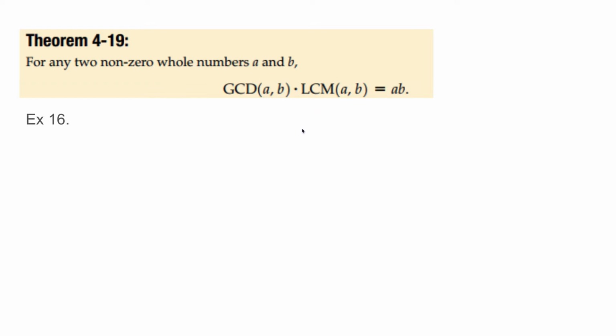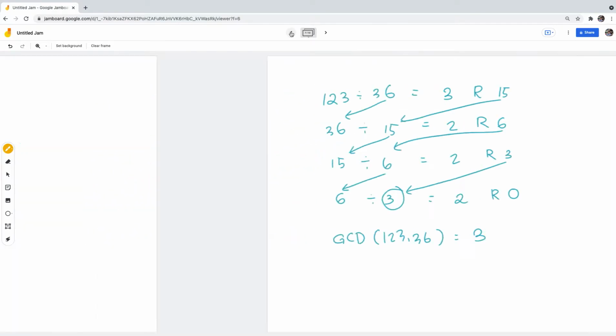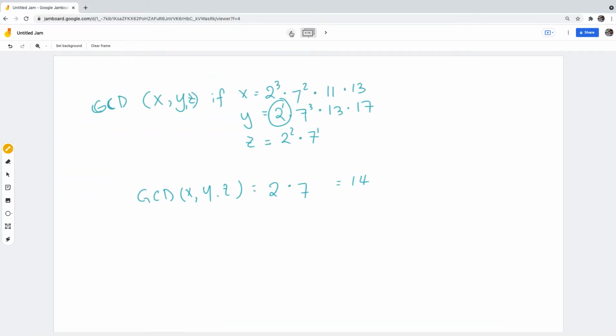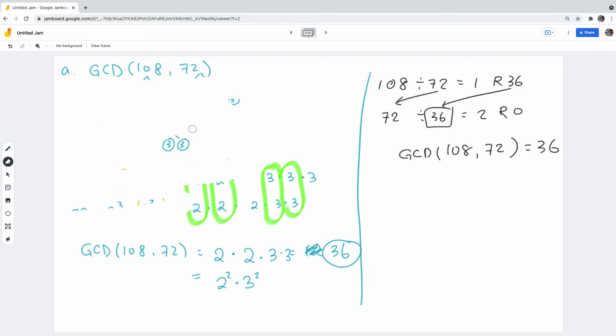Before I give you example 16, I'm going to use one of the examples that we did here. This is a really big number, so let's go with a smaller number, like this one. I think this is good. Okay, so we found the GCD as 36 here. Let me erase this one, because we have done that before. I'm going to just use the GCD of it.